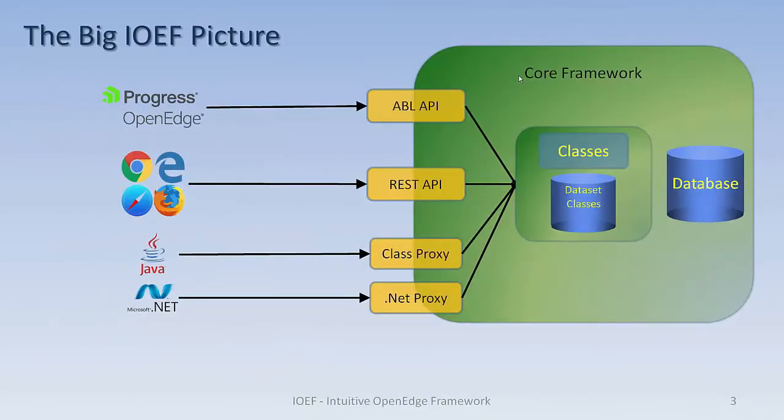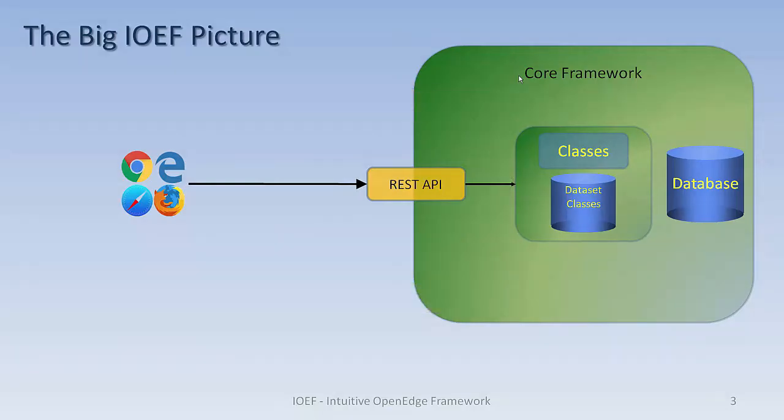So here's kind of what the model has looked like. The most recent addition is the REST API, but this framework has been used with OpenEdge as a client. It's also been used with a Java client and a .NET client. For this presentation, we are going to focus on the REST API.